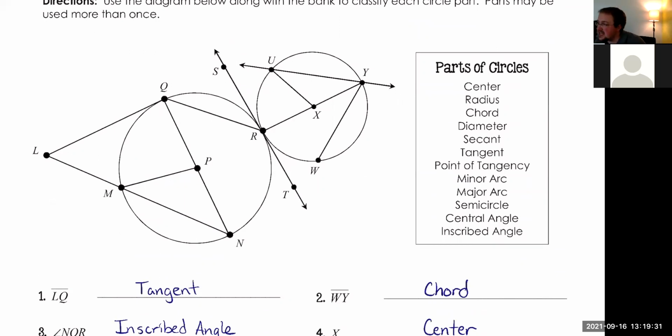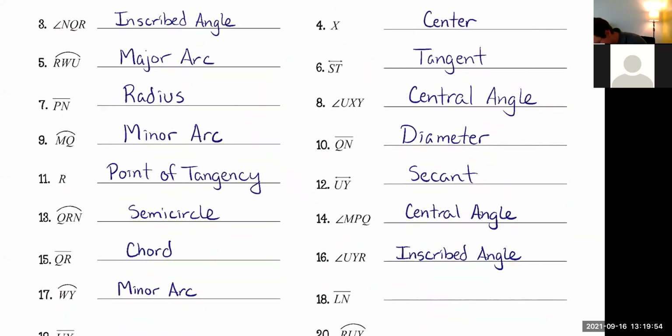This one's rather sneaky. Would that be the secant? It would be a secant because L and N, one of the endpoints is on the circle, but it doesn't stay within the circle. So it's not a chord. A chord would be MN. LN goes beyond the circle, therefore it's a secant.